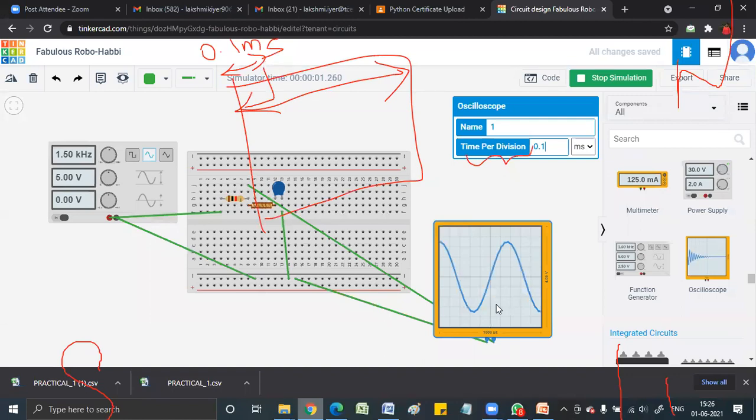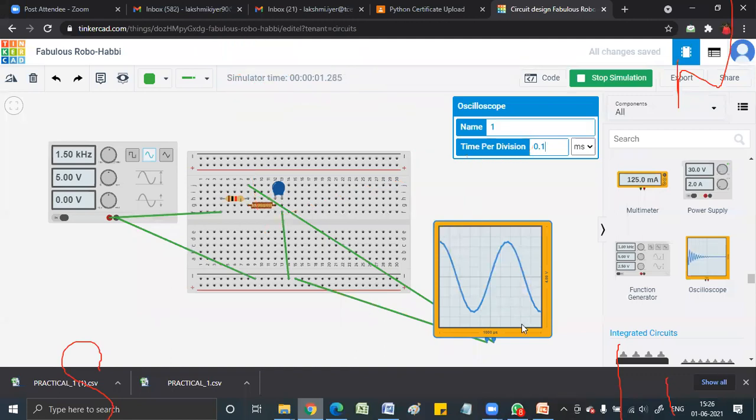Yes ma'am. Right? So I have taken, please mute yourself. So I have taken 0.1. I'm able to see this. Now can you tell me how much is the peak to peak? Think and tell. Huh? Ten.